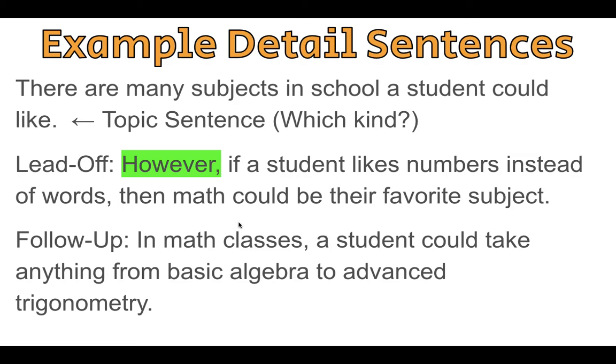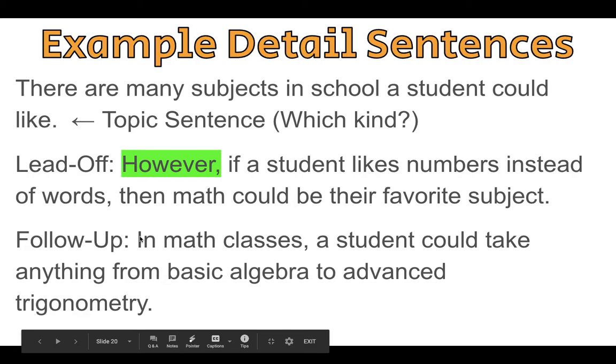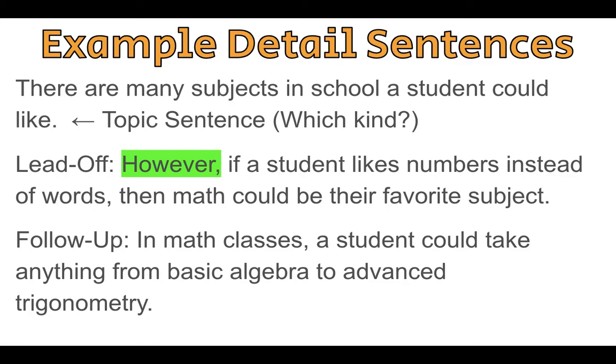However is a transitional word. I know that I'm moving from English to something else. However, if a student likes numbers instead of words, then math could be their favorite subject. If you notice there, the word however is a transition, and I'm going now from English to math. And then my follow-up sentence here: in math classes, a student could take anything from basic algebra to advanced trigonometry. So I'm giving you some examples of some classes that are in math. That way you could say, oh yeah, I like math classes too.